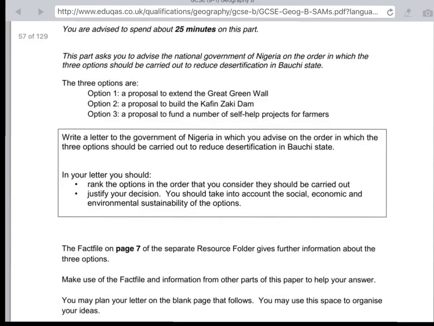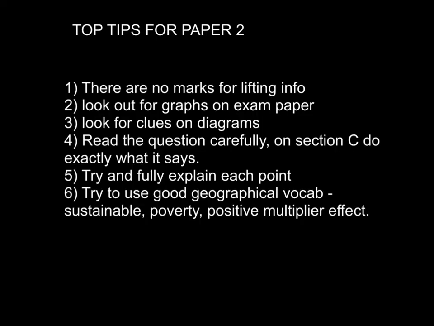Let's just have a quick think about what might be the top tips. So I'm going to leave you with 6 top tips. Number 1, and probably the most important one, is that there are no marks for lifting information. Anything written in the resource book is never going to be worth a mark. That doesn't mean you don't use it, but you have to explain it and then use your so what chain, that chain of reasoning, to explain it further.